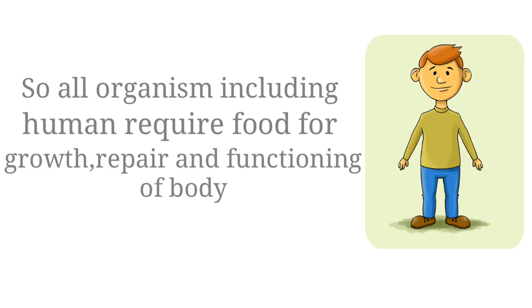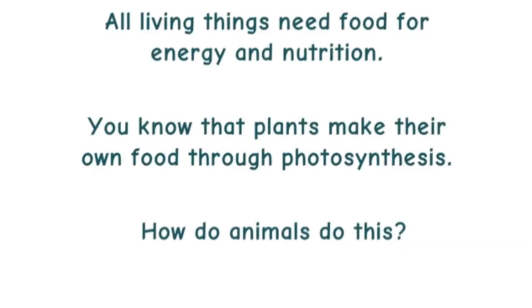You studied in class 6th also, there are different nutrients present in the food like carbohydrates, protein, fats, vitamins, minerals. So the body cannot utilize these nutrients in their complex form. So in this chapter we are going to study the different modes of eating. So students, all living things need food for energy and nutrition. You know that plants make their own food by photosynthesis. How do animals do this?